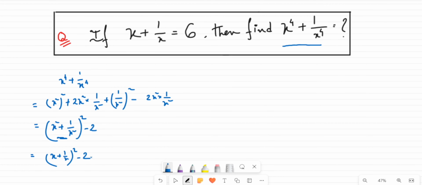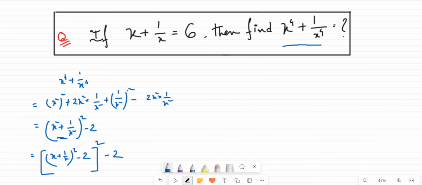So ((x plus 1 by x) whole square minus 2) whole square minus 2, right? See, this expression x square plus 1 by x square we can write in that form, and then we put the whole square because it is under the whole square. So we have got this expression, right?